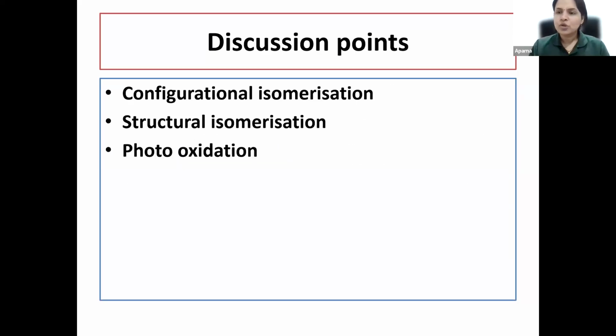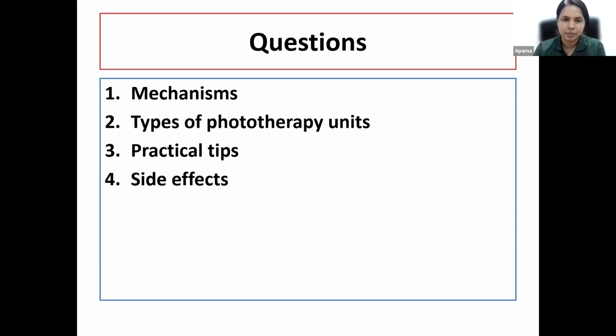Now configurational isomerization refers to the process wherein the bilirubin isomers are converted into water-soluble isomers that can be easily excreted in the urine and stool. In structural isomerization, bilirubin is usually converted into a water-soluble product in the form of lumirubin. This is an irreversible change, and this is one of the most effective mechanisms of phototherapy, whereas photooxidation is a fairly less effective mechanism of phototherapy.